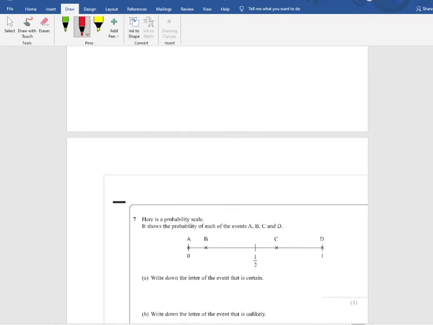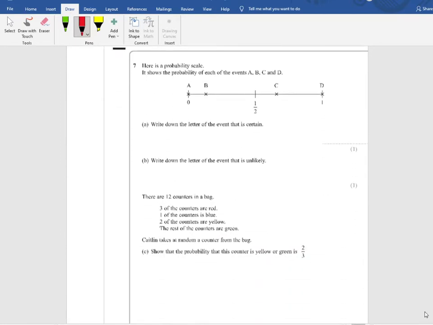Where are we going now? Right, nice and tight. Here's a probability. Write down the letter of the event that is certain, so it's that one, which is D. Write down the letter of the event that is unlikely, which is that one, which is B.